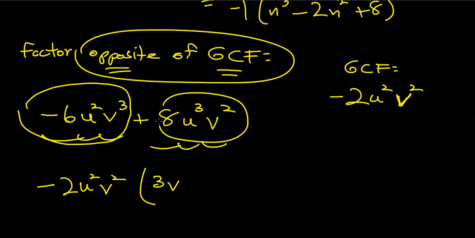How about this next slot? Next term, I should say, if I factor out a minus 2 from 8, I'm going to have a negative 4 left. Remember, be careful of your sign here. Negative 4u, right?